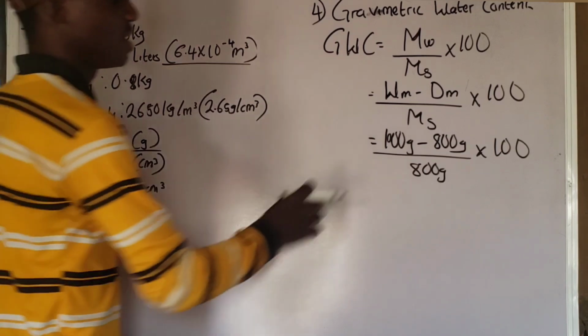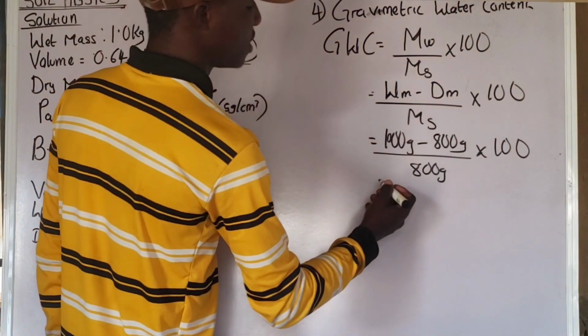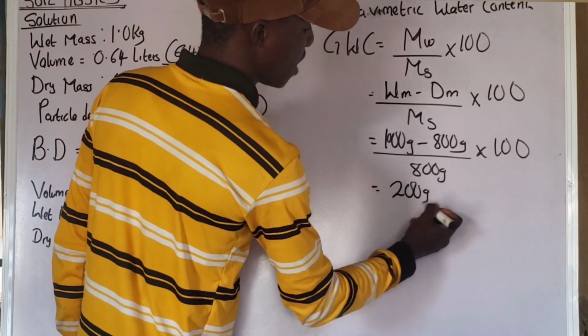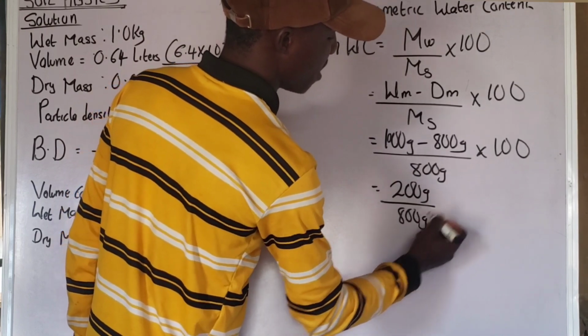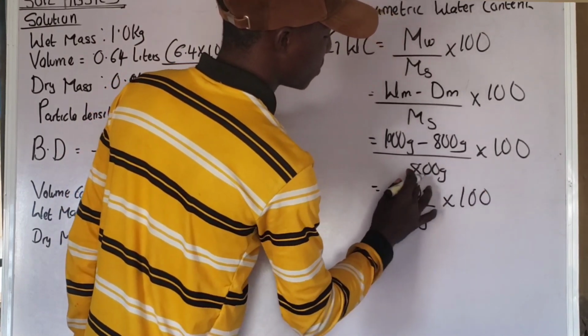You understand? Okay? 1000 gram minus 800 gram, that is what? 200 gram all over 800 gram multiplied by 100. Now listen to this explanation.